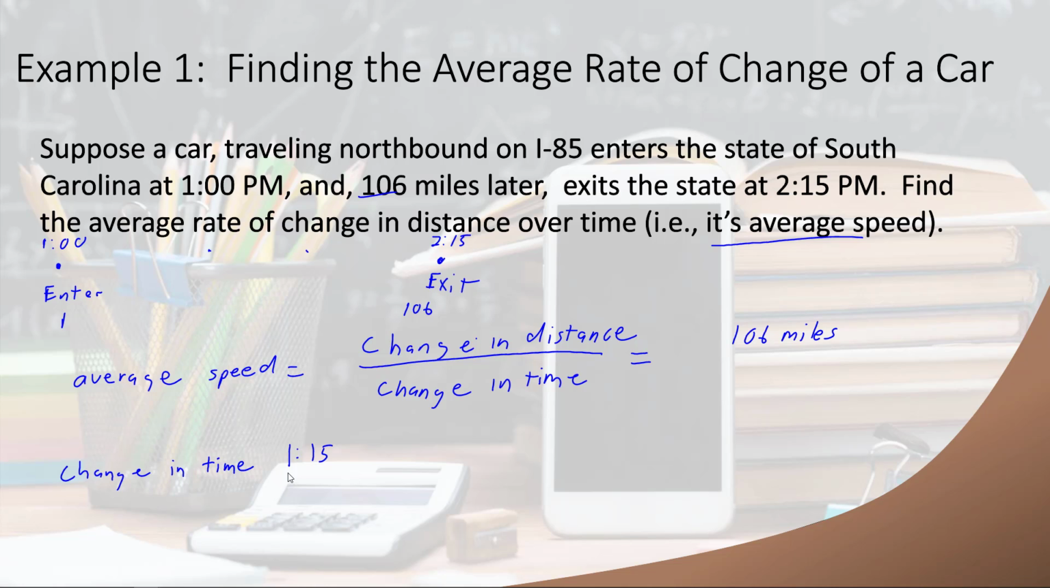Now, we don't want to work in hours and minutes. We want to work in one unit or the other, and since we're dealing with our typical average speed, we might want to deal with this in terms of hours. And we know that 15 minutes is a quarter of an hour, so we can write this as 1.25 hours. So this is basically 106 miles divided by 1.25 hours. And if you knock that out in your calculator, you will have 84.8 miles per hour.